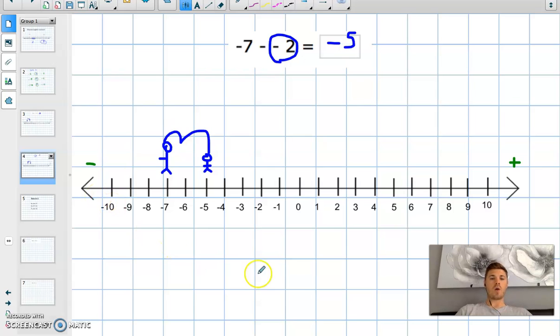Okay, I'm going to now give you a number problem. You can pause the screen, give it a go, and then I'm going to go back through the answer. Okay, so I'm going to give you -4 plus -5.